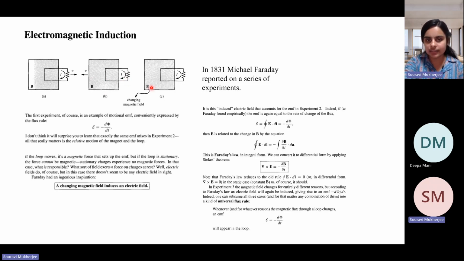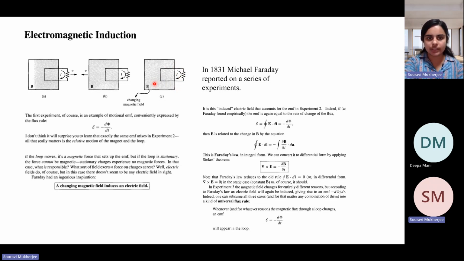Another observation, which was even more surprising, was this: you have the same setup, and you're not moving anything. What you do is change the magnetic field present in this region. And even in that case, you see that the same current flows in the same direction.